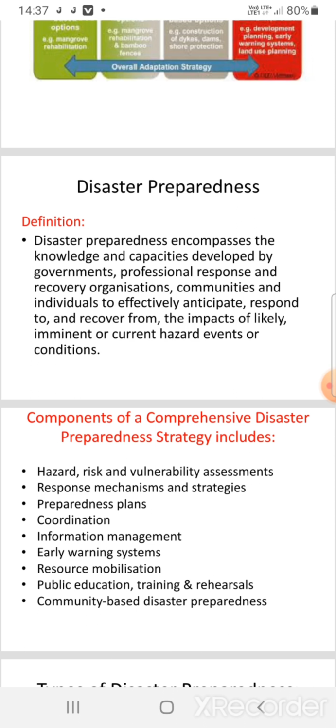There is a kind of preparedness by the people which involves the government, professionals, etc., through certain kinds of strategies, through some kind of organizations and communities who will actively participate in foreseeing, anticipating, waiting for the disaster, responding to it, recovering from the impact, recovering from the hazard, and recovering from the conditions. That is a kind of disaster preparedness that is involved.